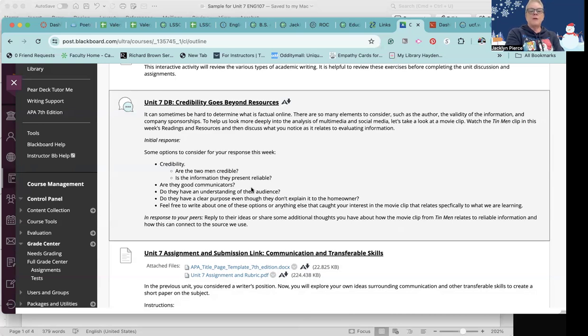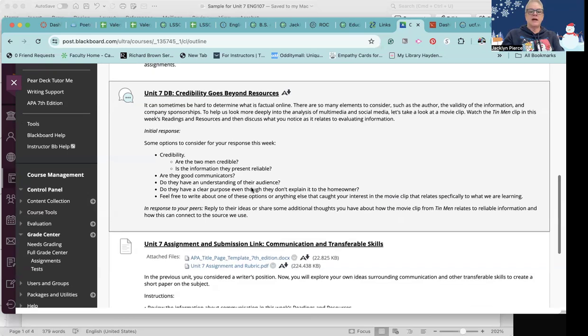Number one, are the two men credible? Is the information they present reliable? Are they good communicators? Interestingly, you can be a great communicator and still not be telling the truth. So, some people would argue that's not good communication, but there are plenty of people who are very good at communicating, but some of the things they say don't make any sense, or you find out later are inaccurate or even misleading. Do the men in the clip have an understanding of their audience?